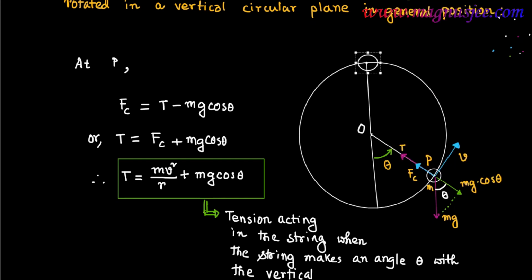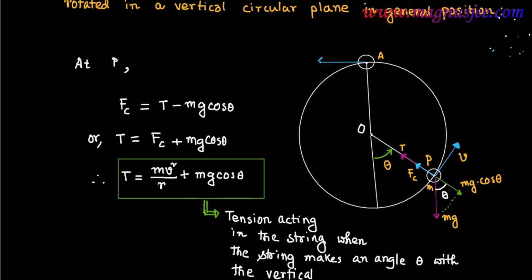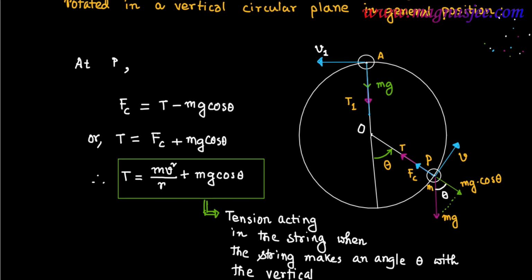And this is the highest point. When the body moves to the highest point A, it has a tangential velocity v1. At the highest point A, mg is the weight of the body and the tension is T1, the tension acting in the string. The centripetal force Fc1 will be greater than T1 and mg.